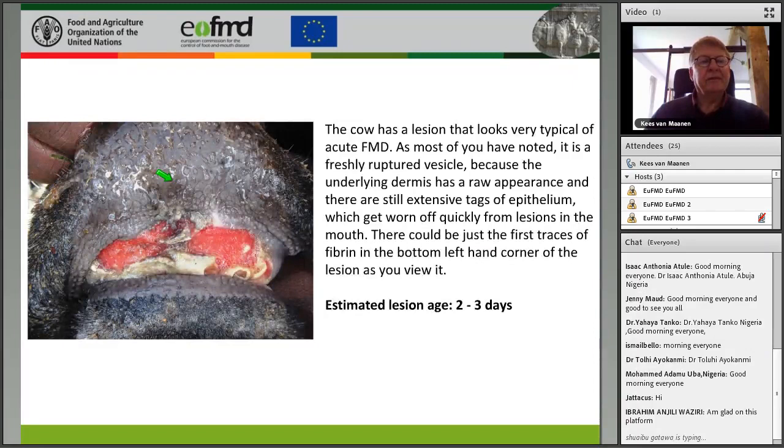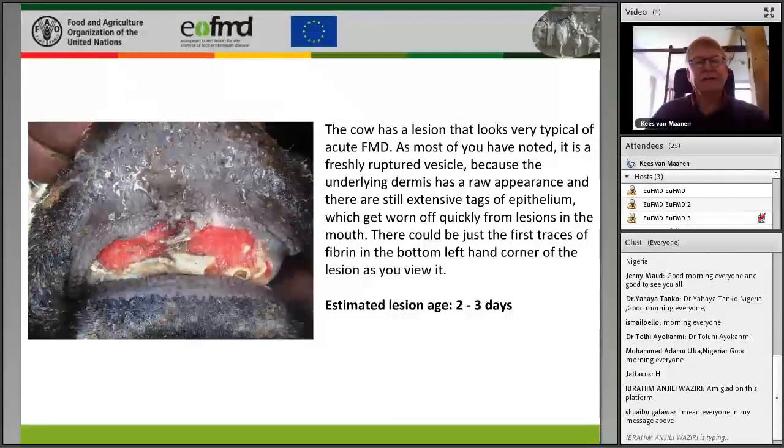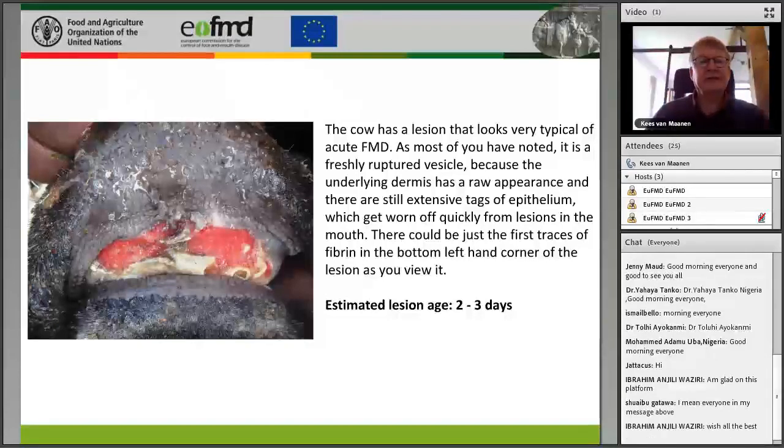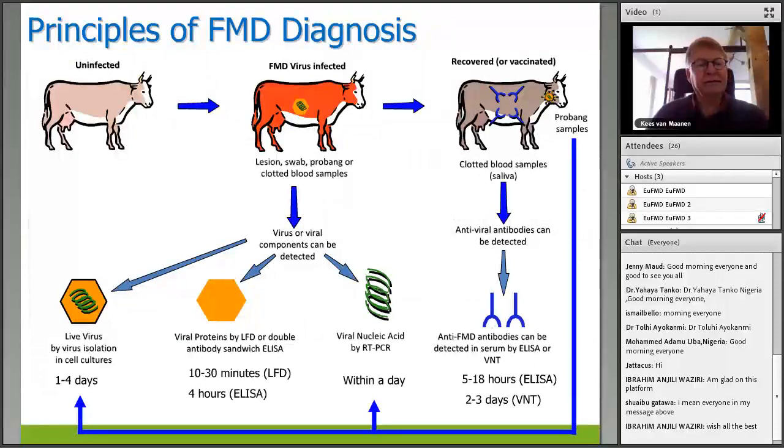So this is, for example, just a picture of a lesion. There you can see that this cow has a lesion that looks very typical of acute FMD. This is a freshly ruptured lesion. The underlying dermis has a raw appearance, and there are still extensive tags of epithelium, which get worn off quickly from lesions in the mouth. There could be just the first traces of fibrin, but the estimated age of this lesion is like 2 to 3 days. And we will come back to the samples you have to collect a little bit later.